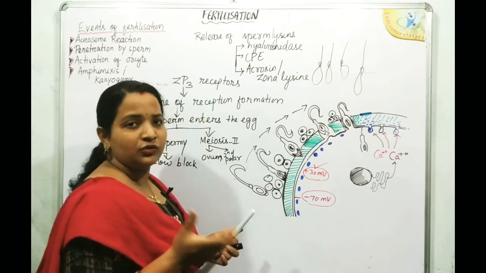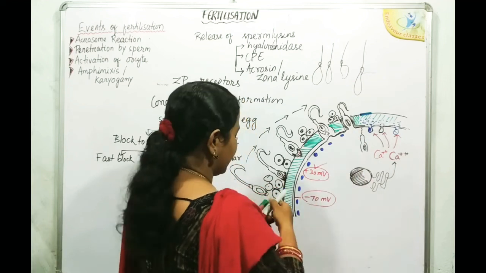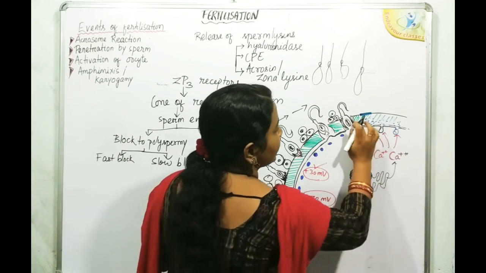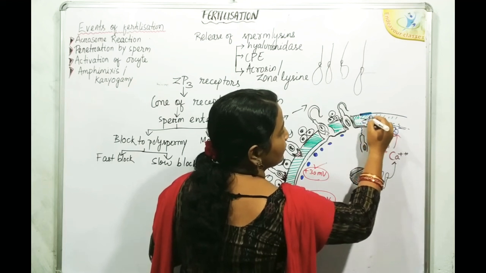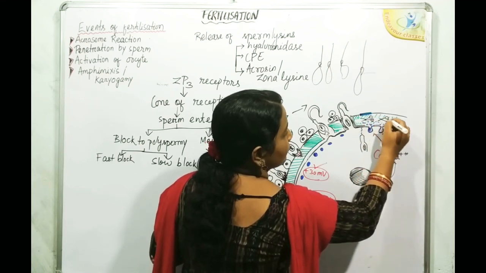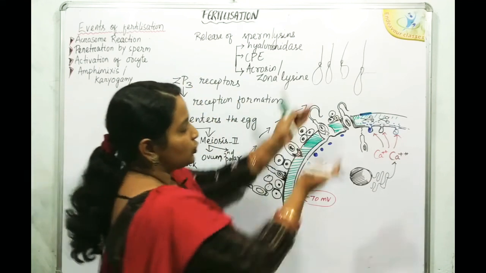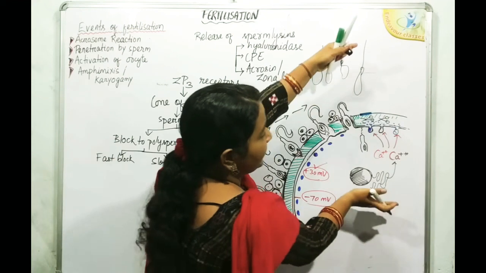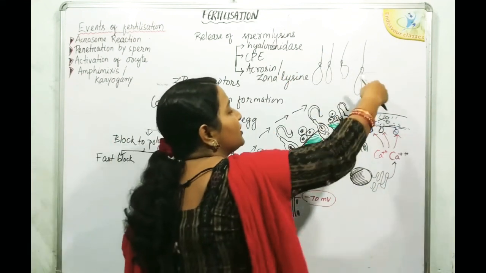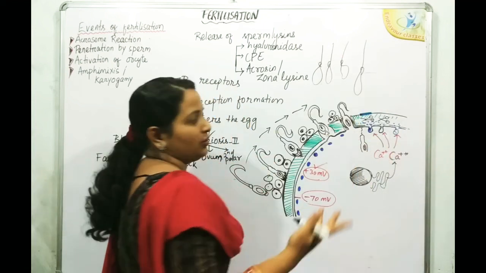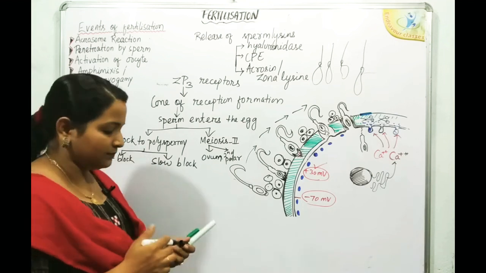And another thing also happens: these granules break the bond between the zona pellucida and the vitelline membrane, so that the zona pellucida and vitelline membrane are detached from each other, and other sperms cannot enter the oocyte. So that is called slow block.